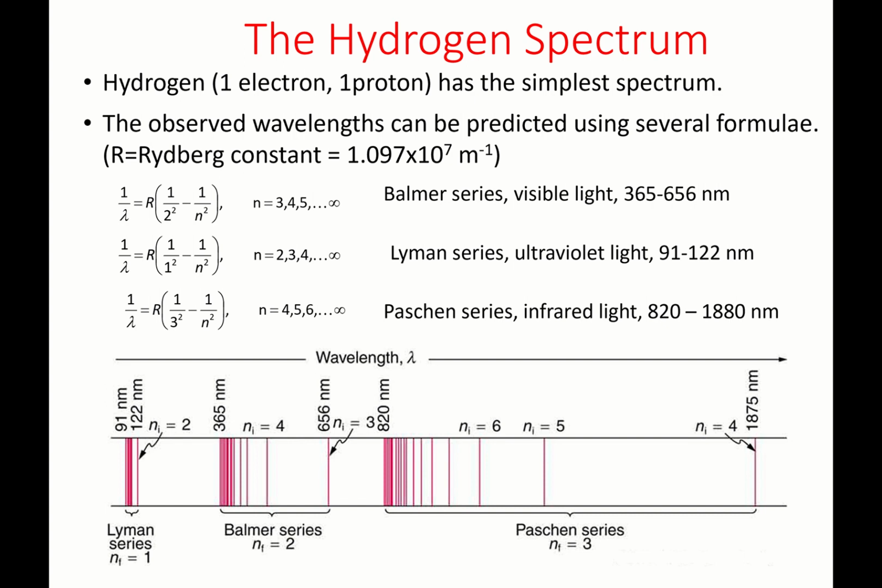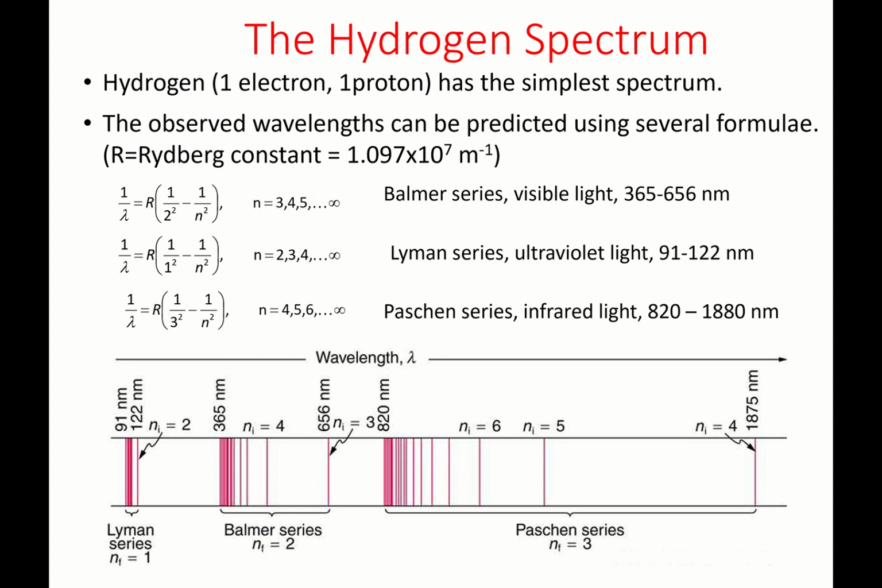So what was observed was these different sets of lines that were emitted in the spectrum of hydrogen, and experimentalists found that the observed wavelengths could be predicted using several different formulae. For the visible light series, which of course is what was seen first because it could be seen with the naked eye, it's called the Balmer series. They found that 1 over the wavelength was equal to R, the Rydberg constant, times 1 over 2 squared minus 1 over n squared, where n was an integer bigger than 2, so 3, 4, 5, all the way up to infinity, and they could predict accurately the wavelength of the lines.